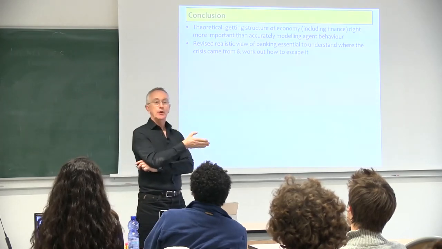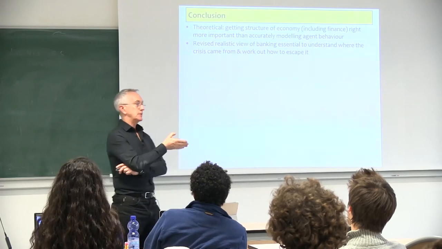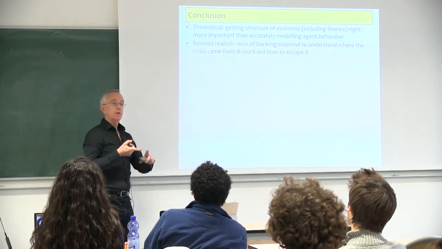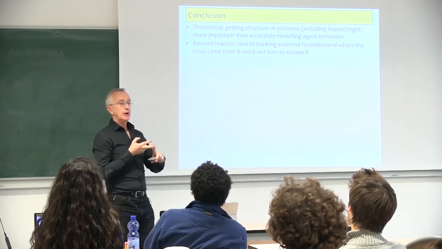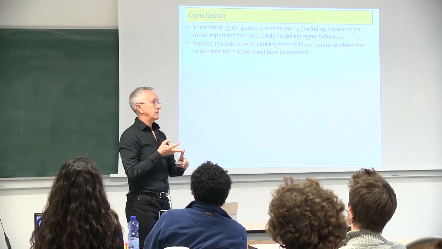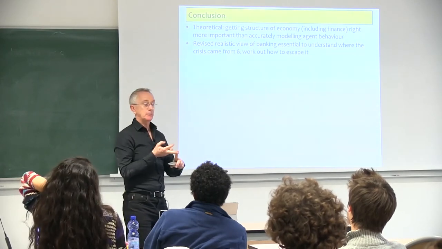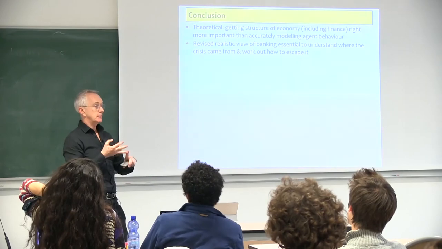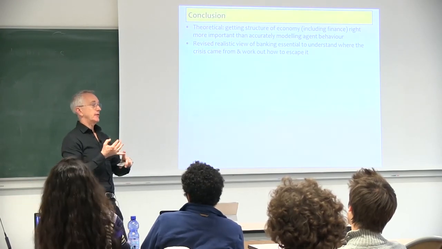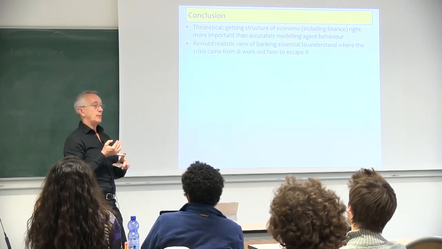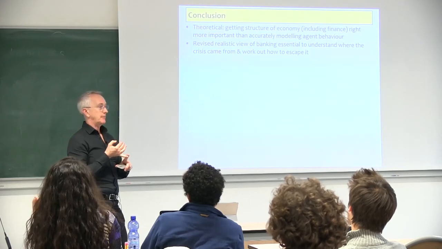And in a sense, I've shown you that because I've derived a Minsky crisis with no Ponzi finance, no irresponsible lending by the banks, just simply responding to what firms wanted them to invest in, and you still get a crisis. So you can't define that away. So we simply have to cope with that being part of the nature of capitalism.